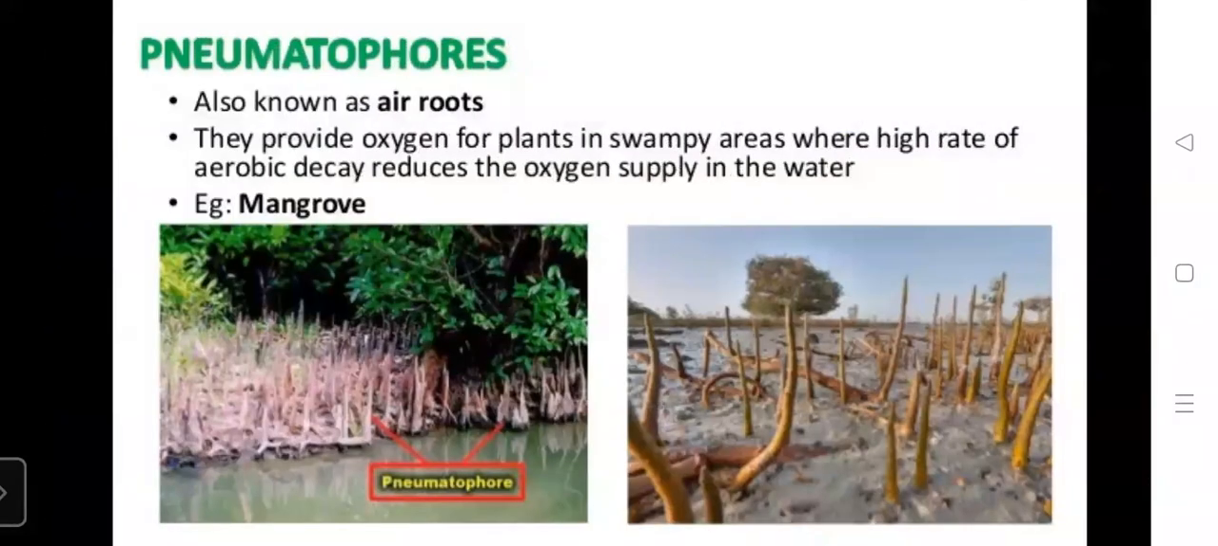And in pneumatophores, I already discussed what that is. These are also known as air roots. In the mangroves, Rhizophora and Avicennia are examples. They provide oxygen for the plants in swampy areas where a high rate of aerobic decay reduces the oxygen supply in the water. These are the pneumatophores, the breathing roots.